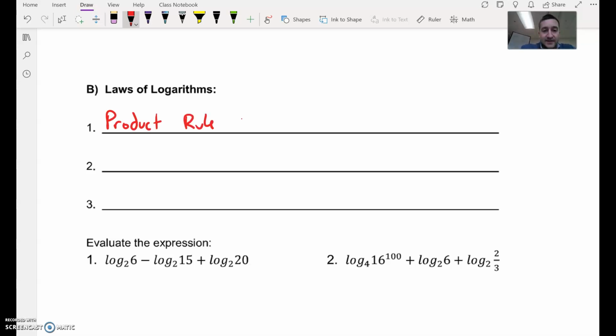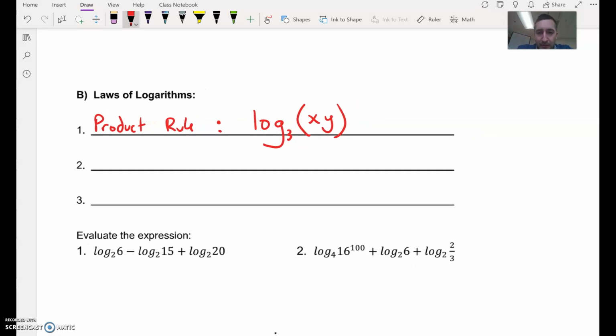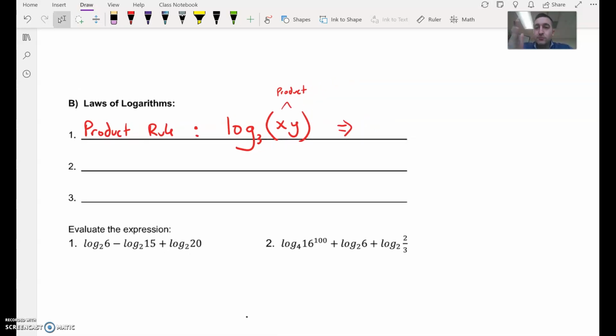What the product rule says is that if you have a logarithm, it can be any base, so I'll just stick a random 3 there. If you have a logarithm of two things being multiplied, let's just use x and y. It could be anything there. It could be 6 times x, could be a times b, could be 1/2 times 5, whatever. If you have a logarithm of something being multiplied, aka a product, then you can expand that into multiple logarithms being added. Log base 3 of x plus log base 3 of y.